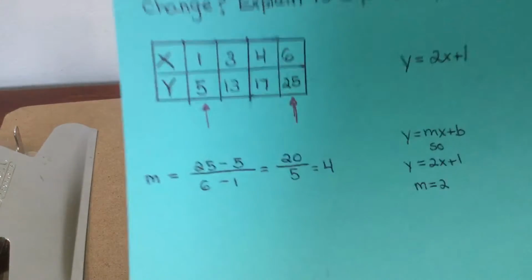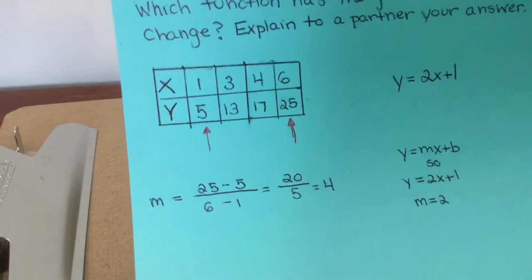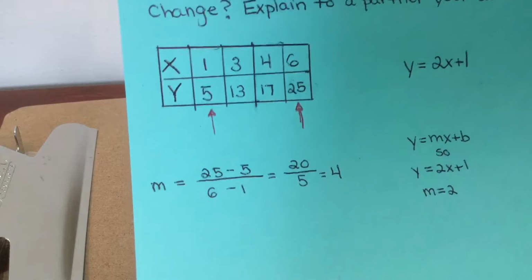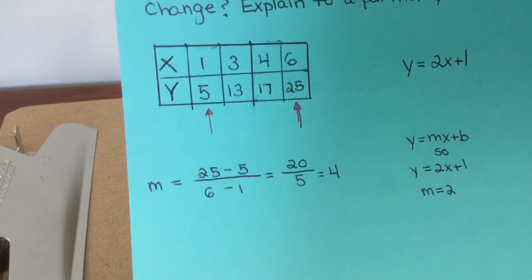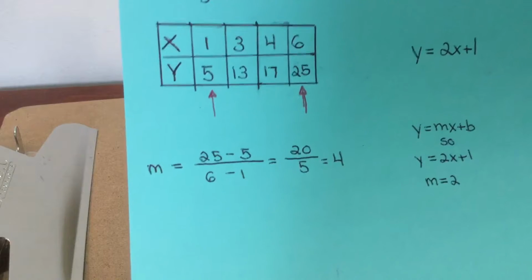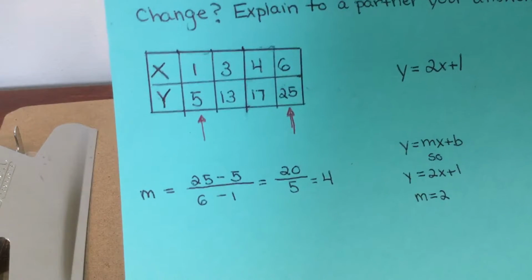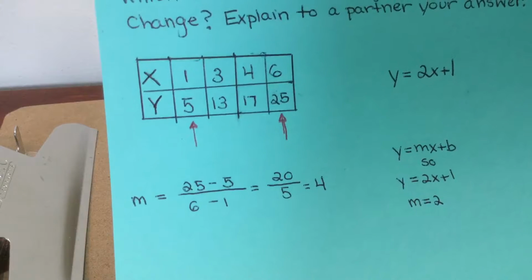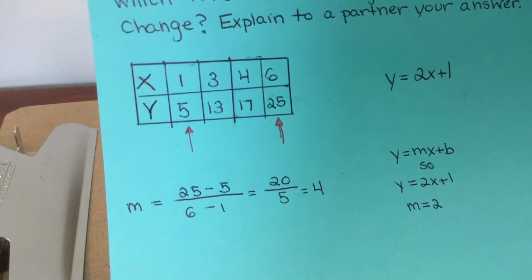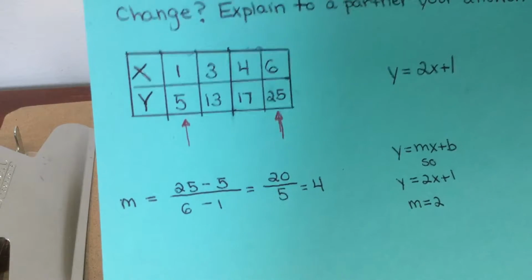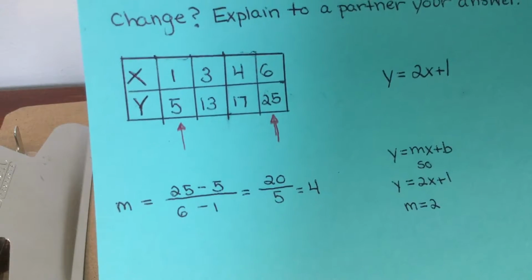The table, all right, once again, I use the first and second points, it doesn't matter though which one you use, has a slope of our y values minus our x values. So I took 25 minus 5, and then I did 6, my x values, minus 1. And I got 20 over 5, which we know is 4.